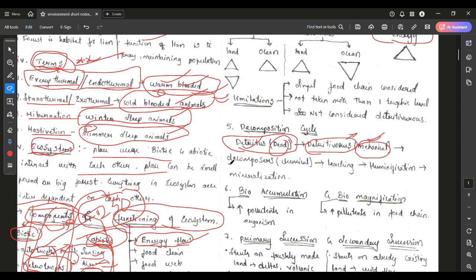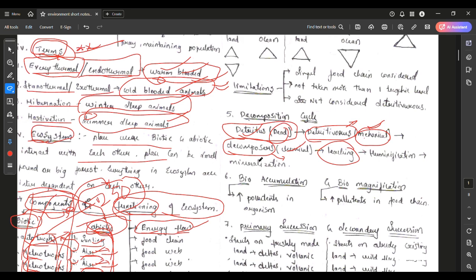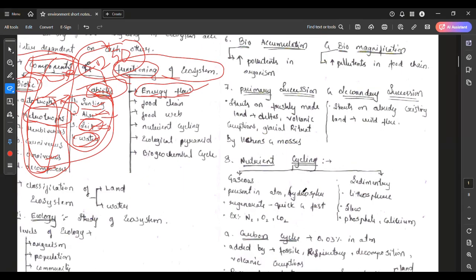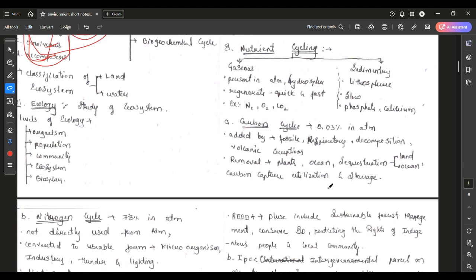Okay, and the next level is the decomposers. Here organisms such as bacteria and fungi chemically decompose the dead organic material. And the next process is leaching. After decomposing the dead organism, the dead material will leach into the ground. Later it becomes humification, and later it acts as a mineral, a mineral for plants. You can say like that. You can also see the primary succession, secondary succession, nutrient cycles. I clearly mentioned them. You can see here the carbon cycle, I clearly mentioned it.